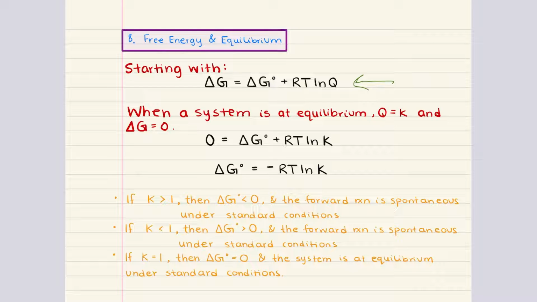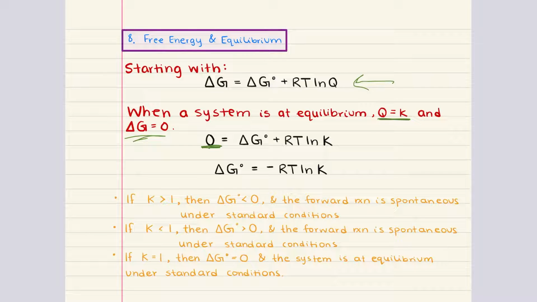When a system reaches equilibrium, there is no further net change in the concentrations of reactants and products. And that means that the system has reached a stable state. At equilibrium, Q is equal to K, where K is the equilibrium constant. And in this scenario, delta G is also going to be equal to 0 because there is no driving force for the reaction to proceed in either direction since we're at equilibrium.